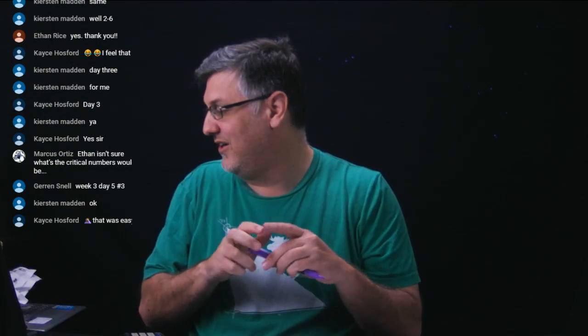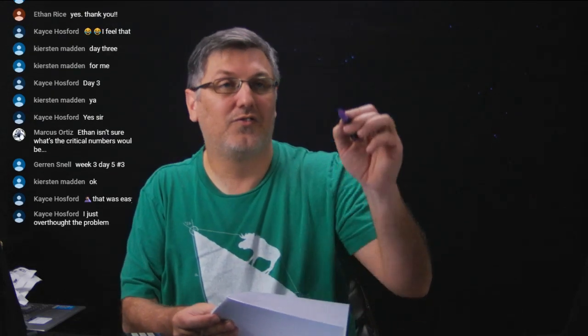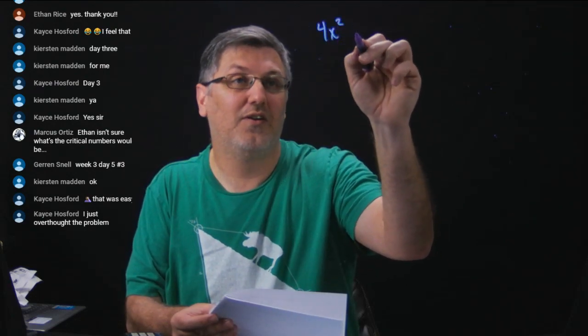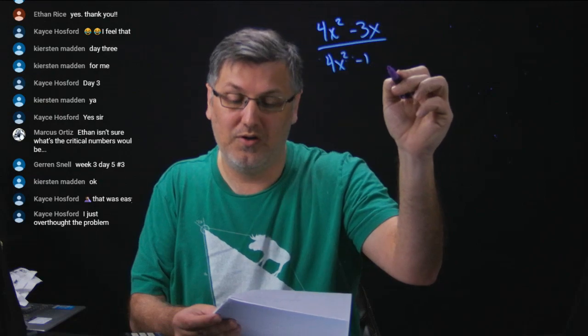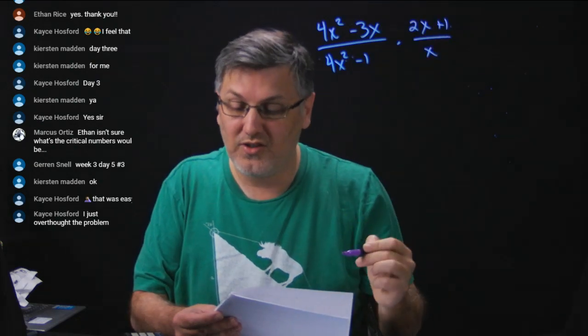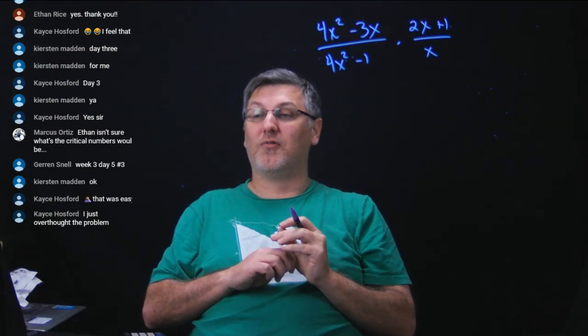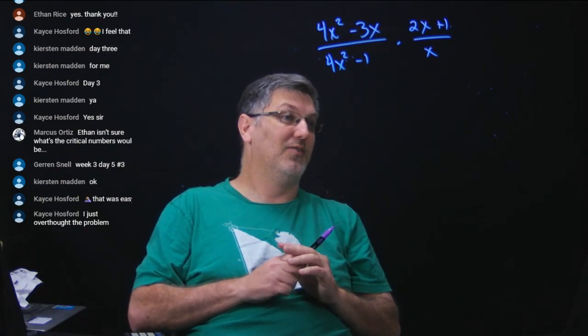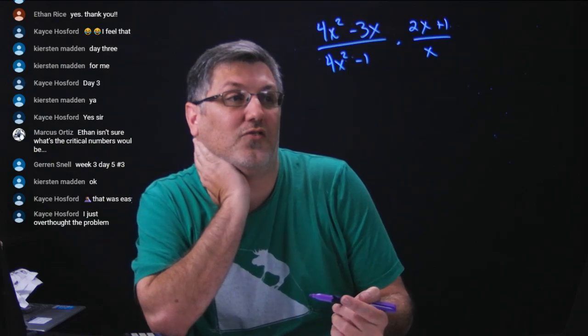Yeah, a lot of times you overthink the problems. So week 3, day 5, number 3: 4x squared minus 3x over 4x squared minus 1, times 2x plus 1 over x. This is the one you're talking about, Garen? Yeah, a lot of times people overthink problems way too much. I'm guilty of that too. So I'm going to work this problem.